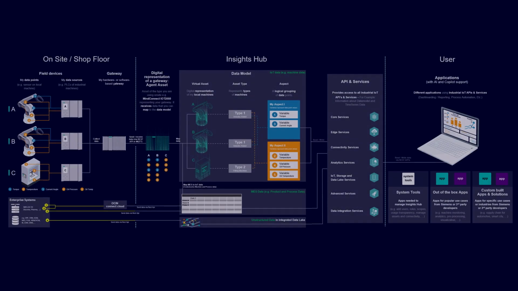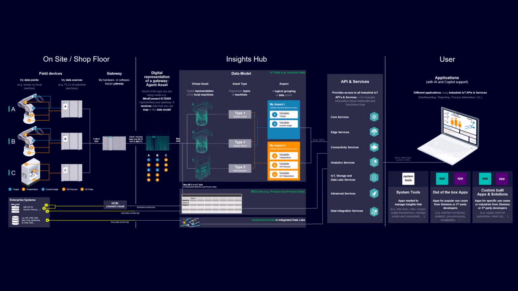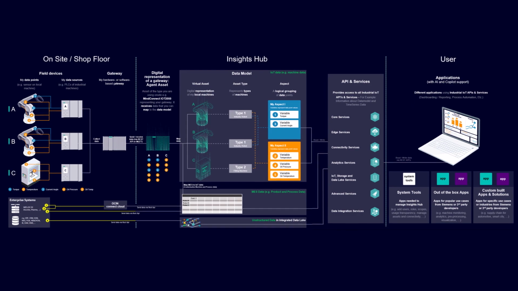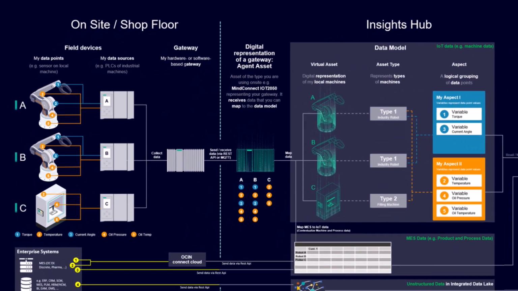Starting from the end-to-end data flow overview, we will delve deeper into the mapping feature within Insights Hub. So what is the purpose of mapping? We will show 3 examples. Let's start with a simple example where we collect data centrally and through mapping distribute it within the data model.